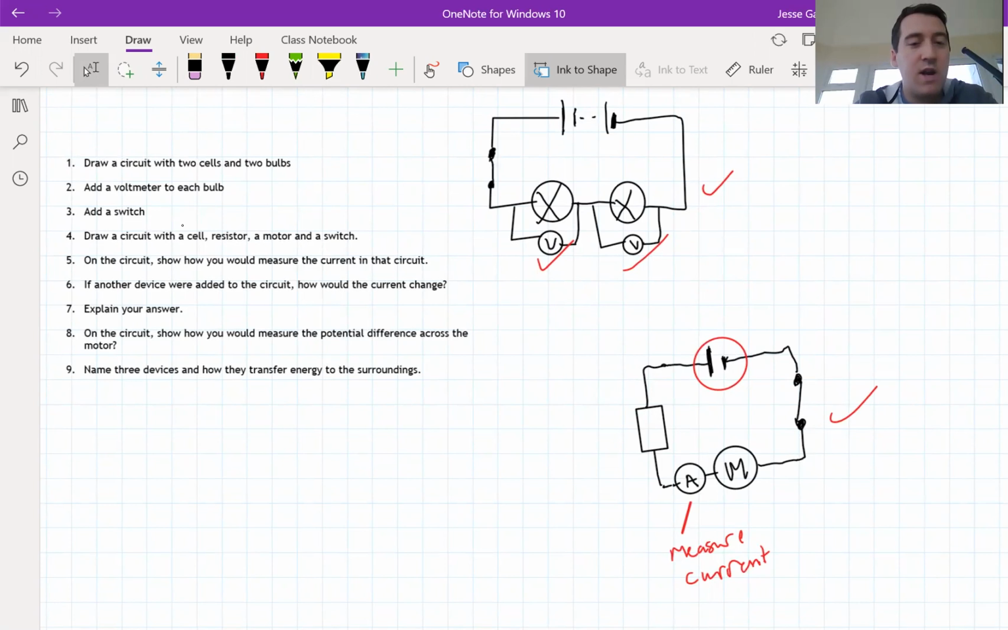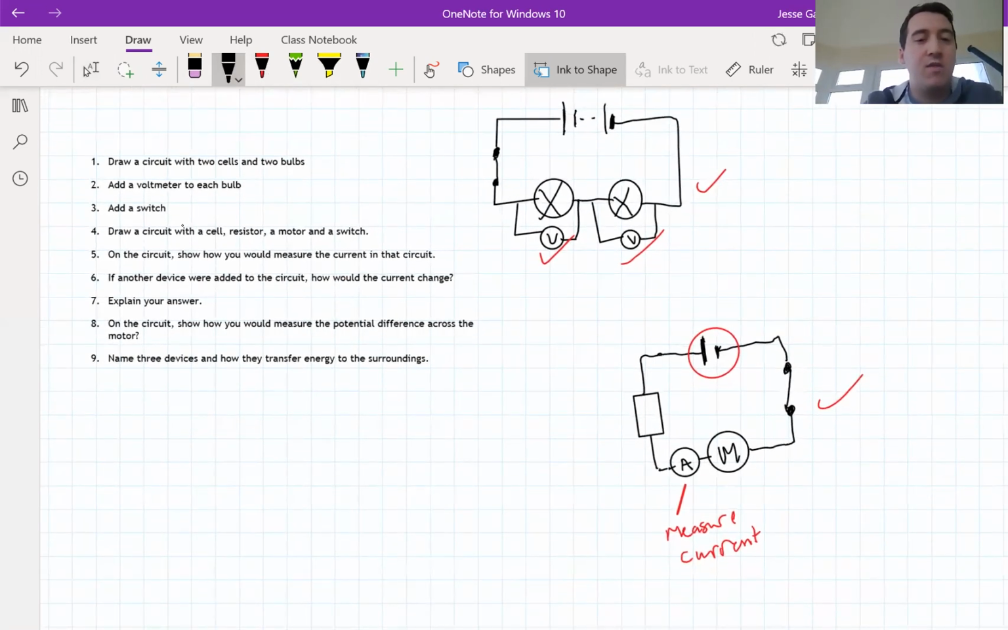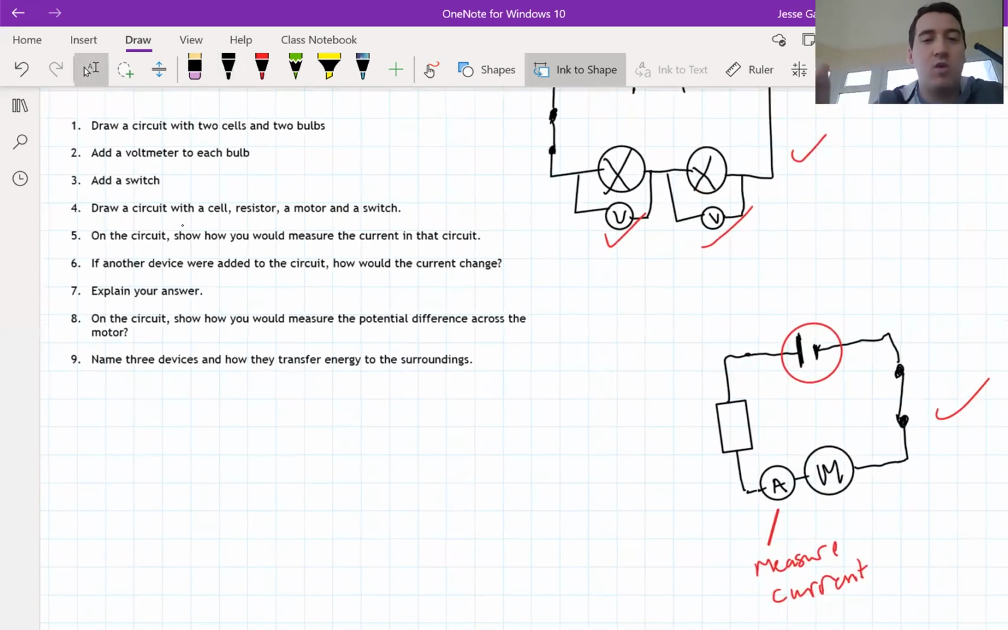If another device were added to the circuit, how would the current change? Well, if you put another device in, so there's already a resistor and a motor, the switch doesn't really affect the current, it just turns it on and off. But if I was to put in another thing, like say another bulb, then it would reduce the current. Okay, so more resistance means less current. So it would reduce the current or lower the current or make the current smaller, something along those lines.